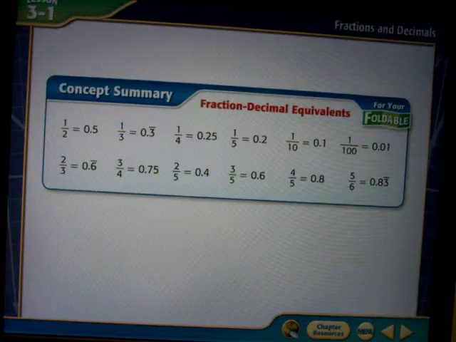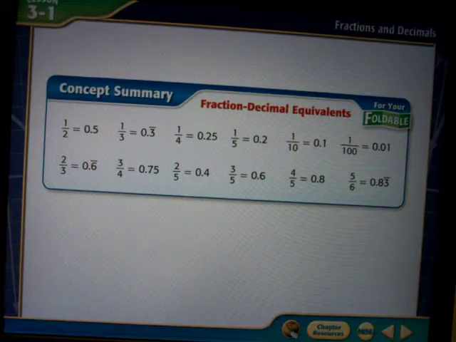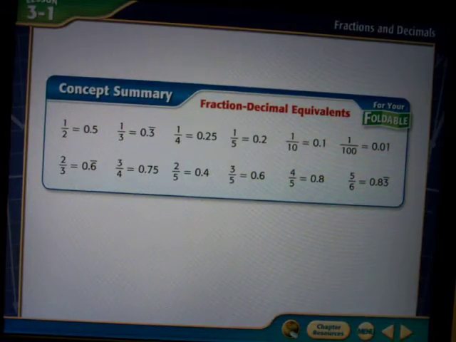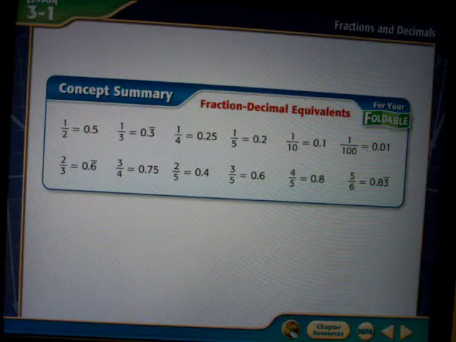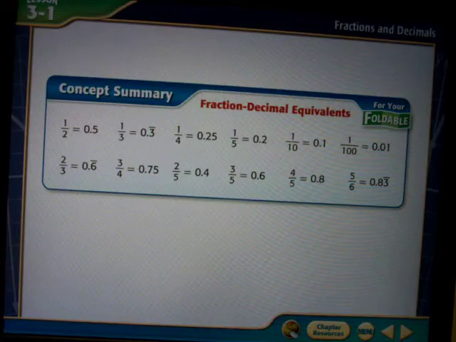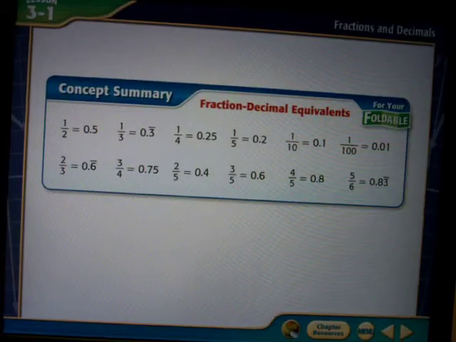So here are some very common fraction decimal equivalents. It is a good idea to have most, if not all of these, just in your head. It just makes your life so much easier if you can do some of these in your head. If you have it memorized, then you don't have to plug in a calculator, and it's good because you're not always going to have a calculator wherever you go.